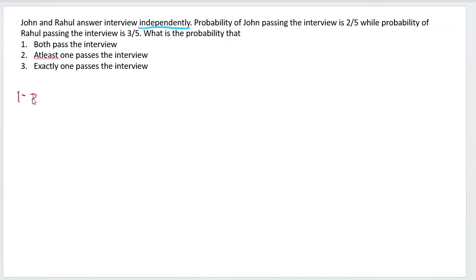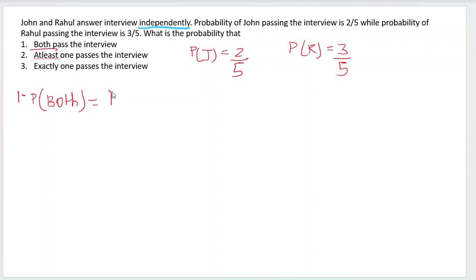So the first thing given to us is probability of John passing the interview, that is probability of John is 2 upon 5 and probability of Rahul is 3 upon 5. We ask probability that both pass the interview in the first sub question. Now both pass the interview means what? Probability that John passes and probability that Rahul passes. So this is AND. When they say both have to pass, that is John and Rahul have to pass.